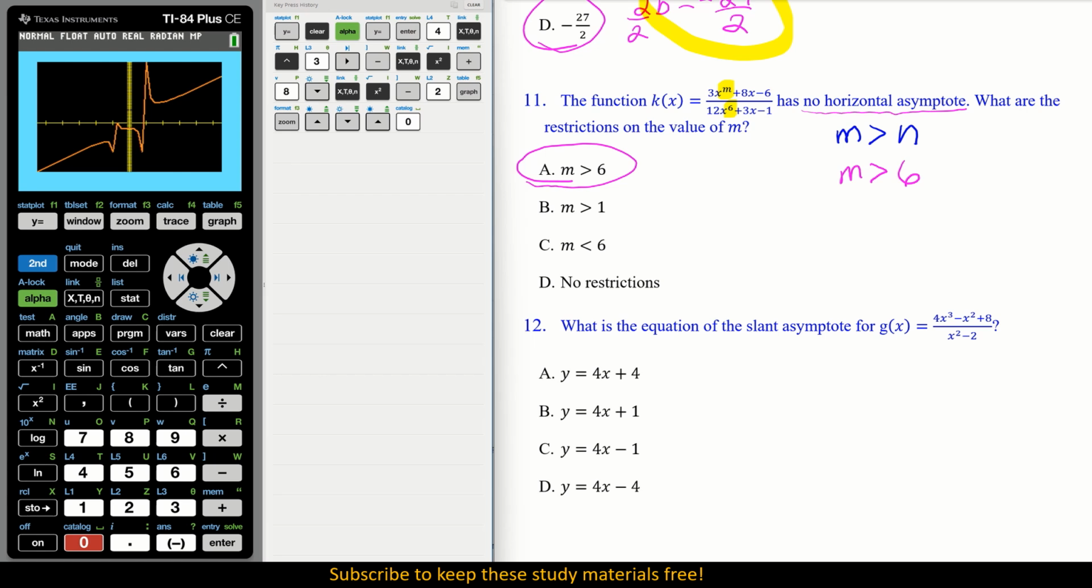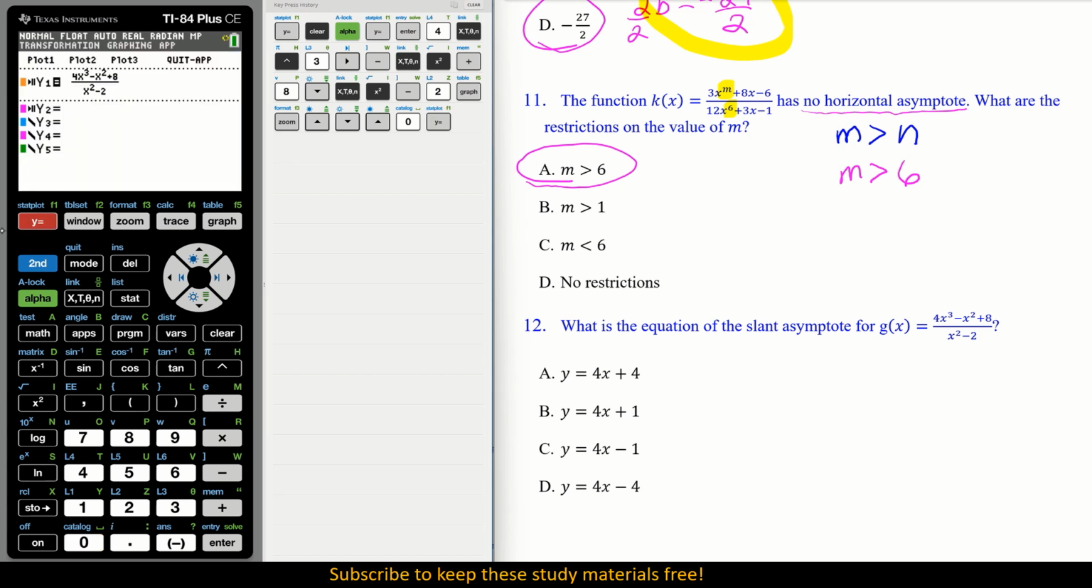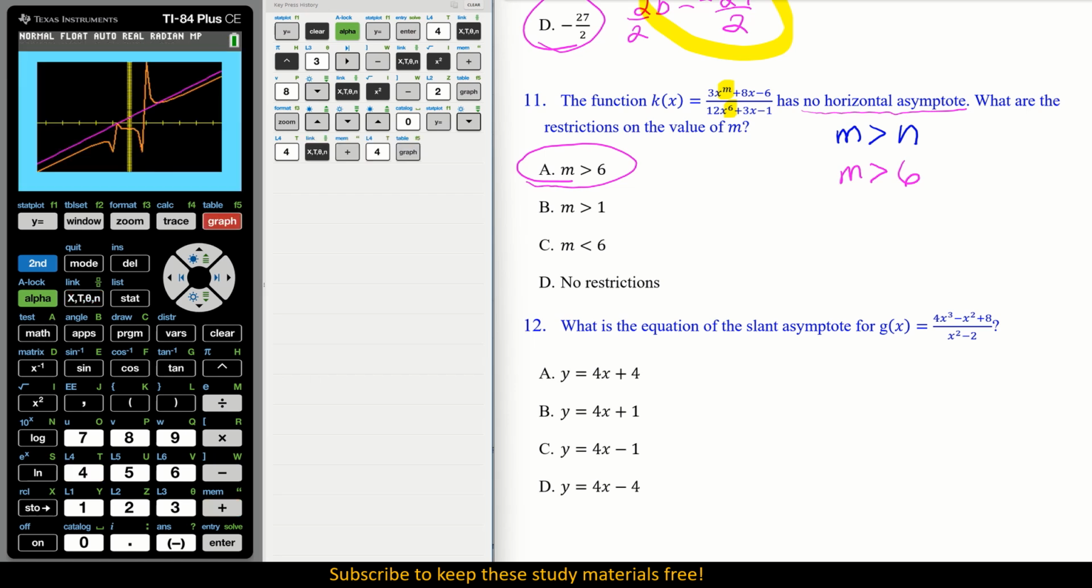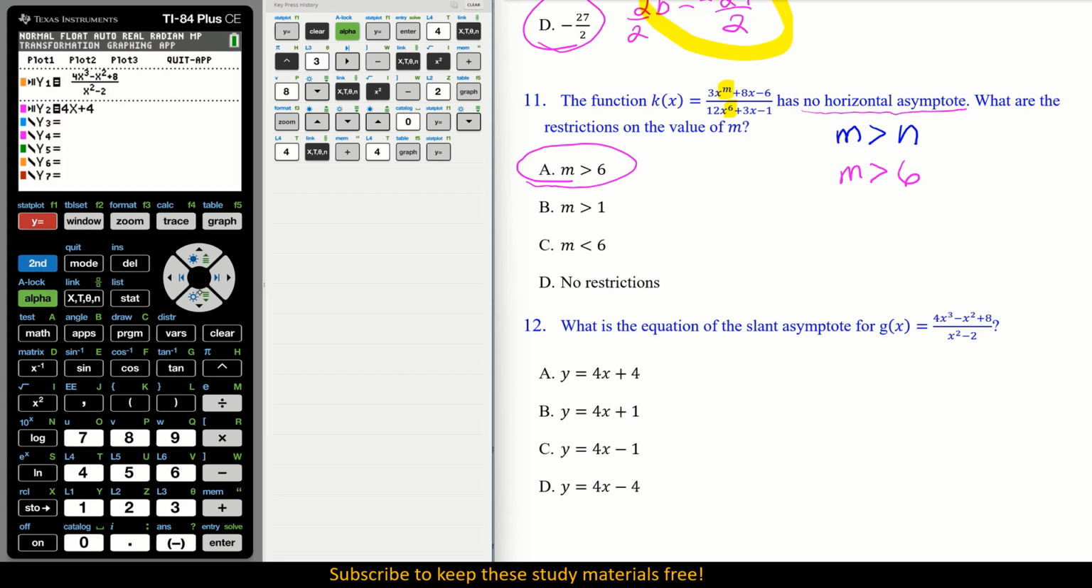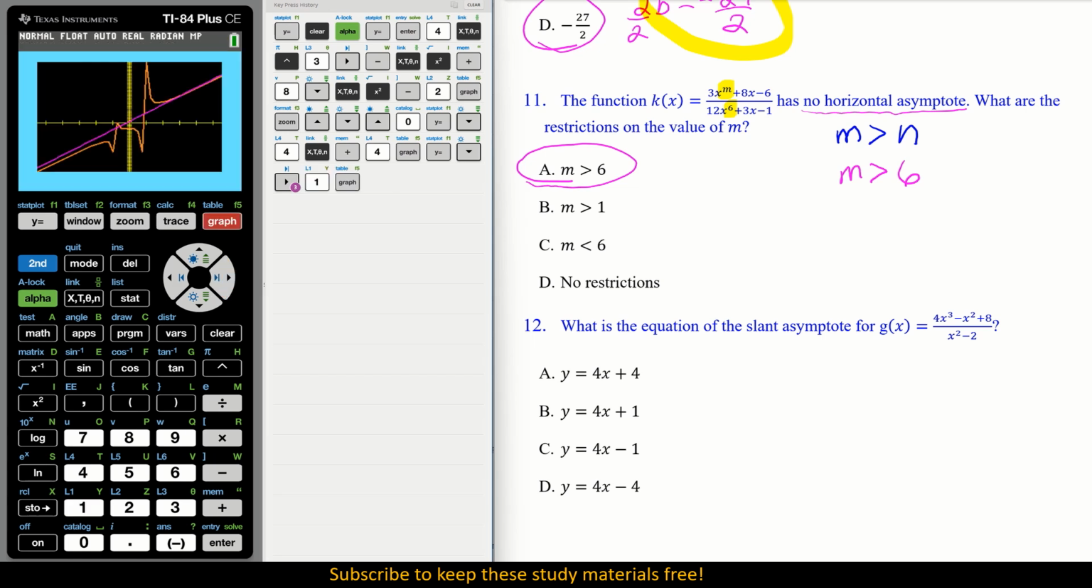Okay, so what I need, I could do one thing. I could see which one of these works. Slant. I could try that first. So let's do that. Let's go y equals, go down to the next one, and let's say 4x plus 4. Graph that. No, it's off. It's way too high. Okay, so let's go down. Let's try the next one. And let's do +1. Graph it again.